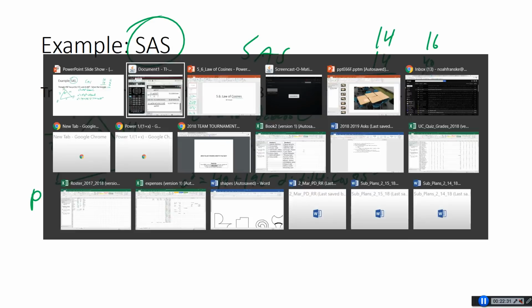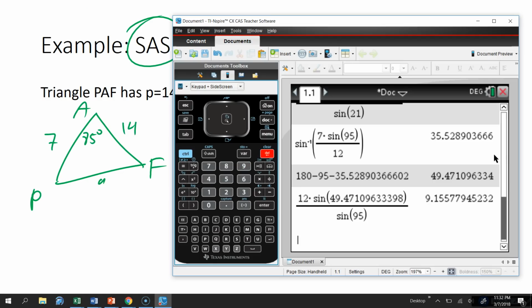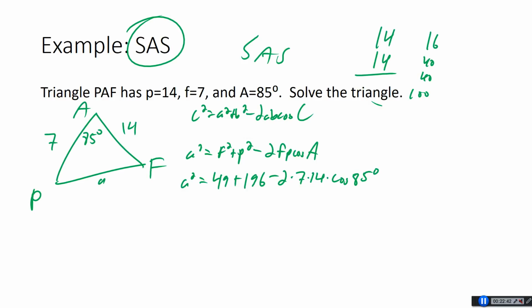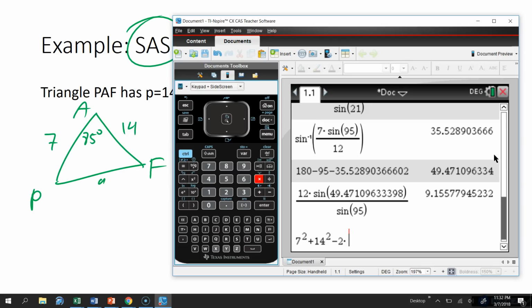So I'm going to do 49. And you could even do it, if you have an Inspire, or even on your scientific calculator, you can do this. You just do 7 squared plus 14 squared, so you don't have to think about it like I had to, minus 2 times 7 times 14 times the cosine of our angle, which is 85 degrees. I'm still in degree mode. Yes, perfect. So now I hit enter.